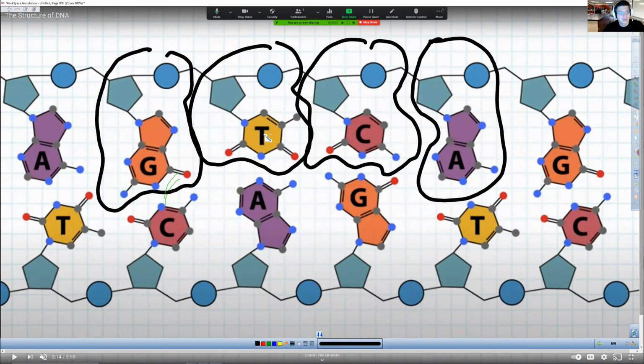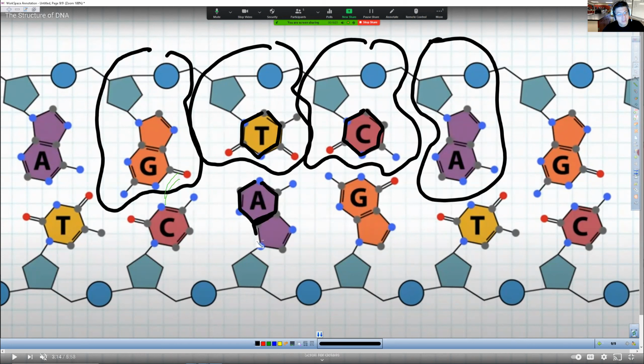This is the thymine nitrogenous base, and this is the cytosine nitrogenous base. What do you notice here? What do you think they have in common? The circle, they have the same. Yeah, thymine and cytosine have one ring. See that? And what do you notice about adenine and guanine? They have 2 rings, exactly.